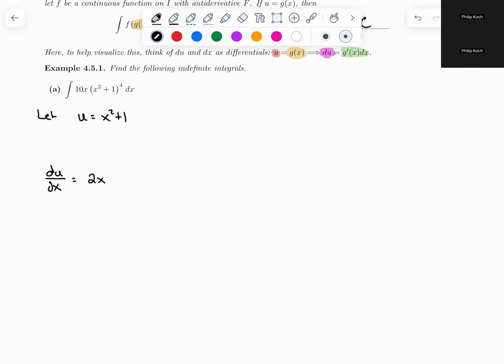So what we're going to do is multiply both sides by quote unquote dx. I'm going to call this hand-wavy math, because once again, du dx is not technically a fraction, so we cannot technically multiply by dx. But if we could, what we get is that du is equal to 2x dx.